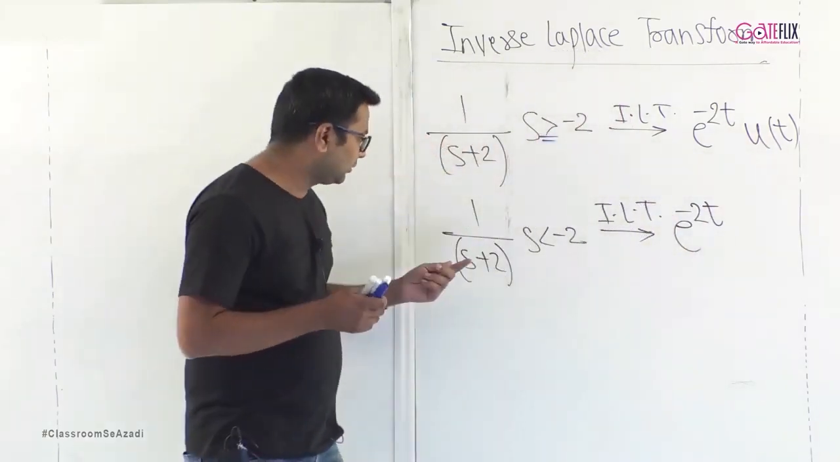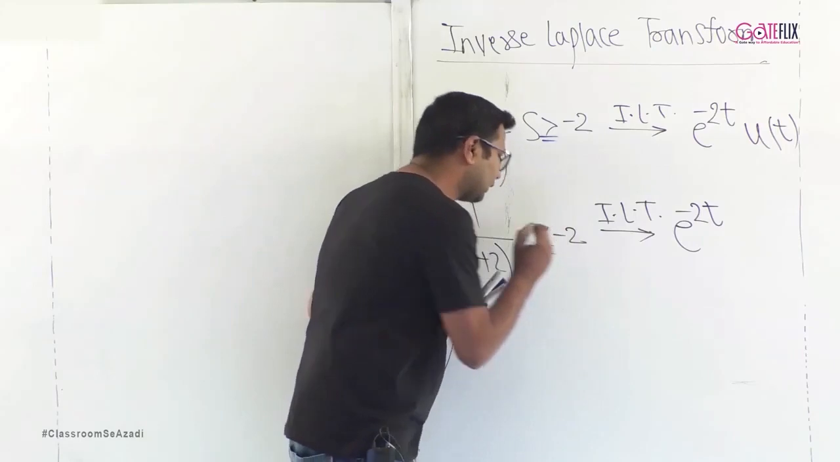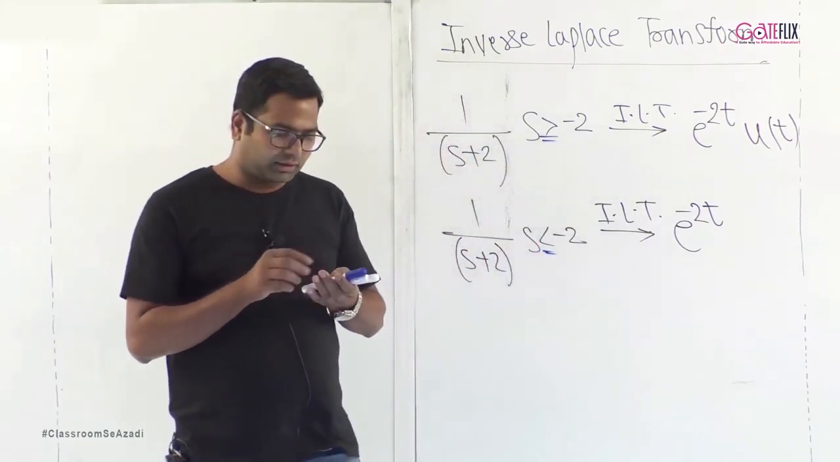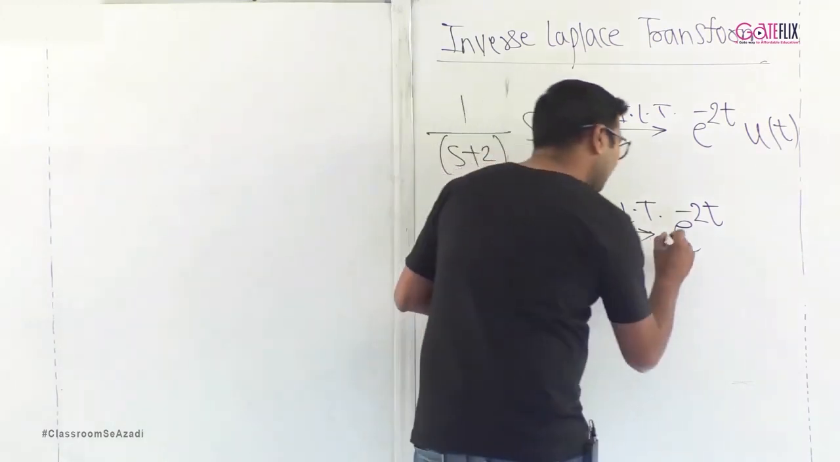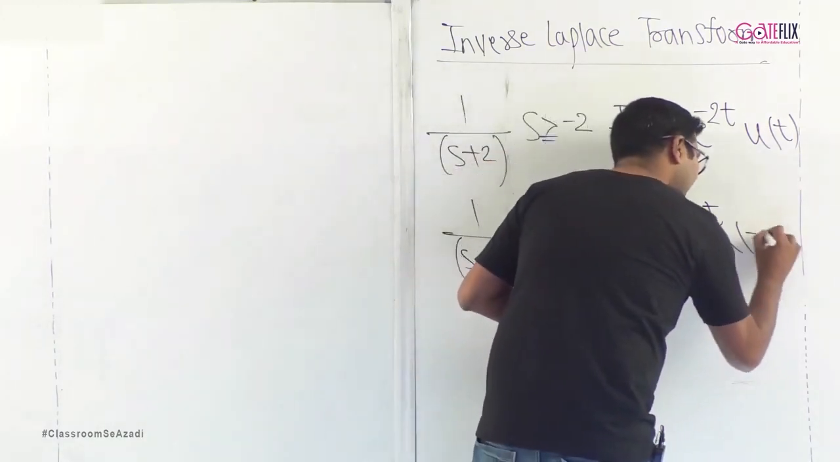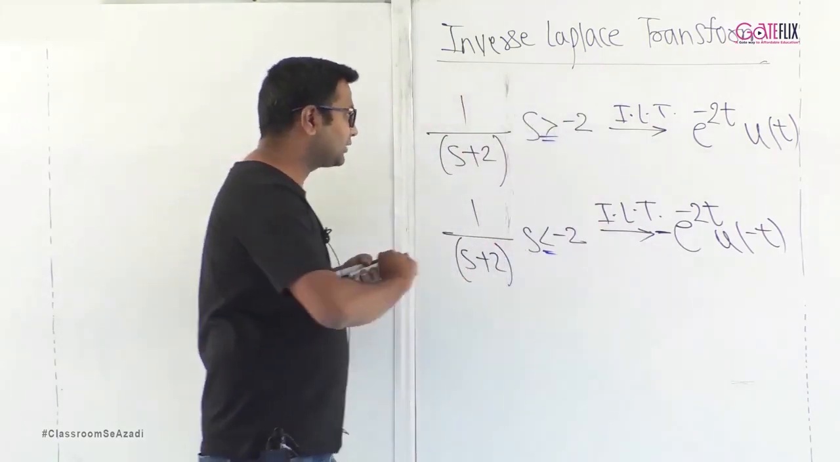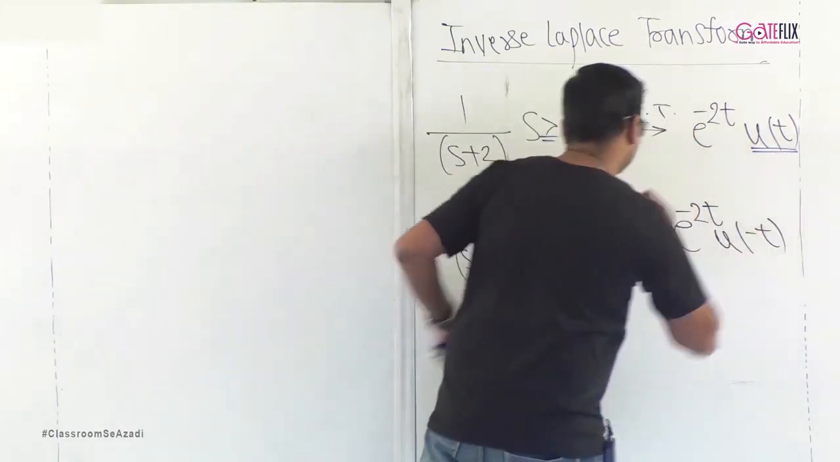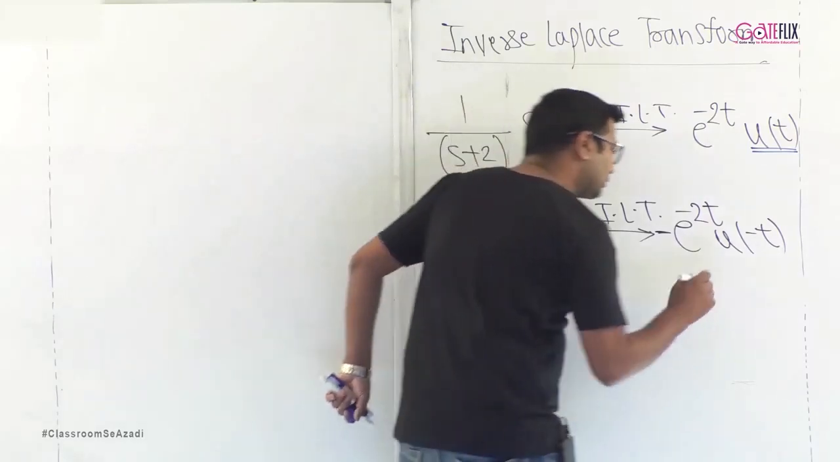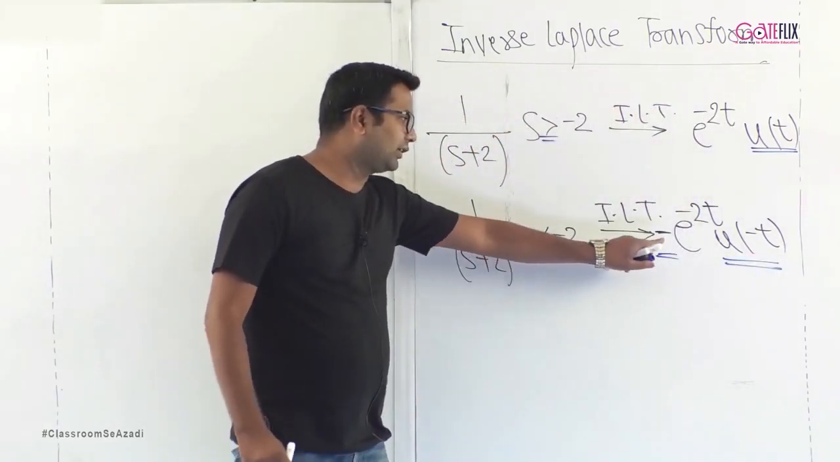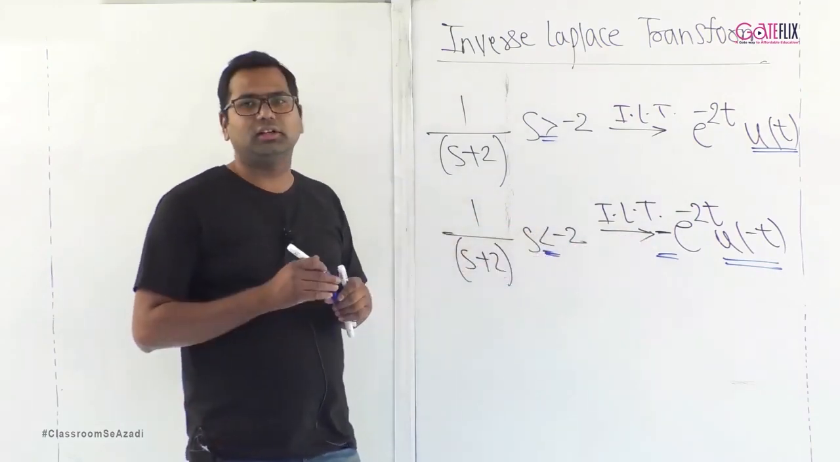Similarly, since there is a less than sign here, a less than sign in the ROC indicates left-sided signal, and for left-sided signal, we multiply by minus u of minus t. So, always remember that for greater than sign, we multiply by u of t, and for less than sign in the ROC, we multiply by minus u of minus t. Don't forget this minus for the less than sign in the ROC.